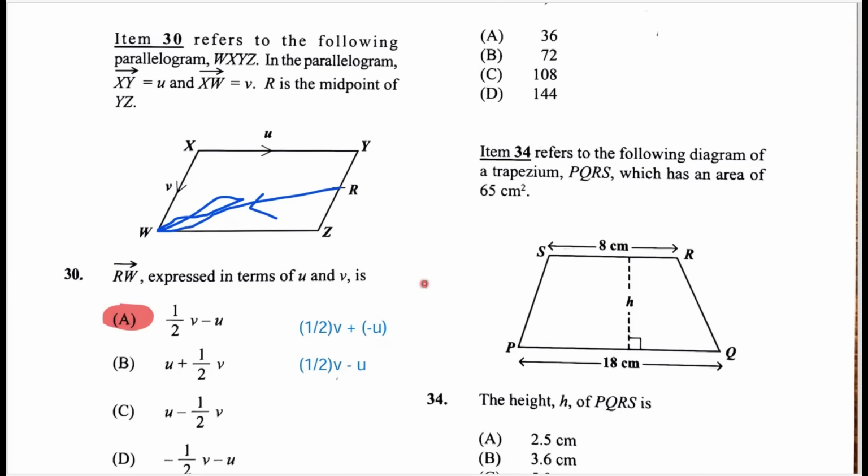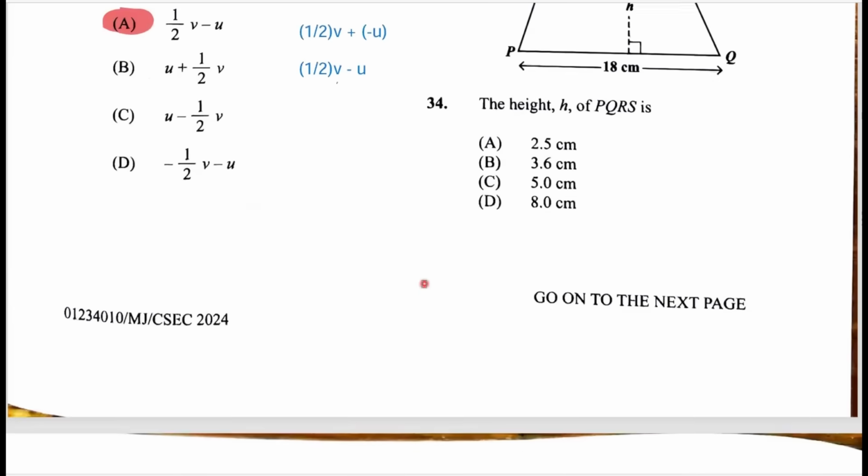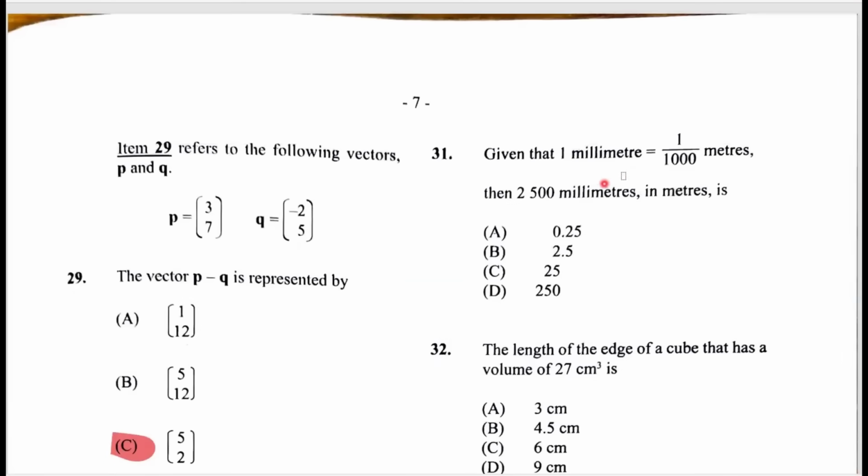Sorry about this squiggly thing. All right, question 33. 1 millimeter is 1/1,000 of a meter. We know that 2,500 millimeters in meters, we just simply divide by 1,000. Imagine you point here and you move it 3 places to your left, you get 2.5. And that should be easy for everybody.